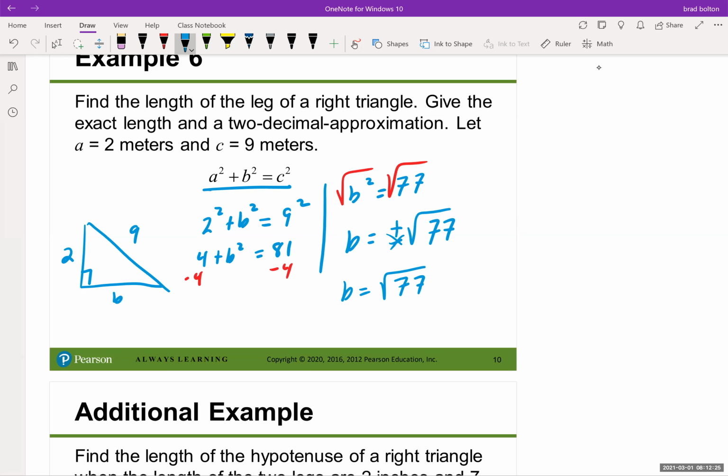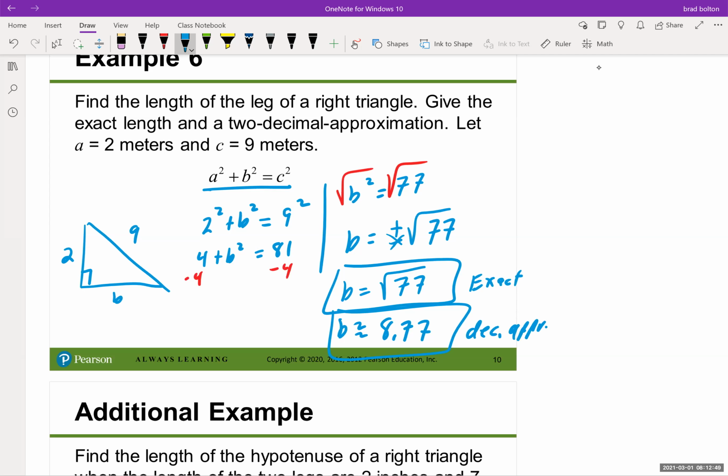Now we take out our calculator and do the decimal approximation. So we go second function, square root, 77, and we get B is approximately 8.77. They said 2 decimal places, right? Yeah. So these are both correct answers. This is the exact answer, and this is the decimal approximation.